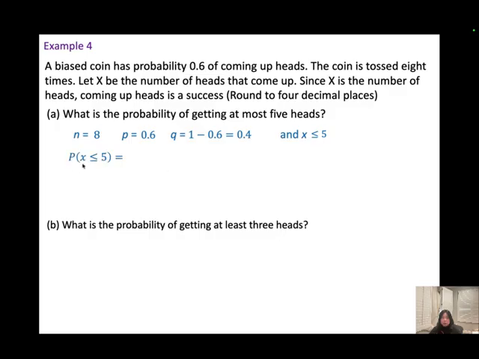So we are looking for P of x less than or equal to 5. That means we are looking for P of 0, P of 1, until P of 5. I'm not going to use the formula because that's too much work. I'll be strictly using the TI-84 calculator. So that will be binomcdf, the n, p, and then the x. It's from P of 0 until P of 5, so there's a 5 in here. Use your calculator. You should get 0.6846.